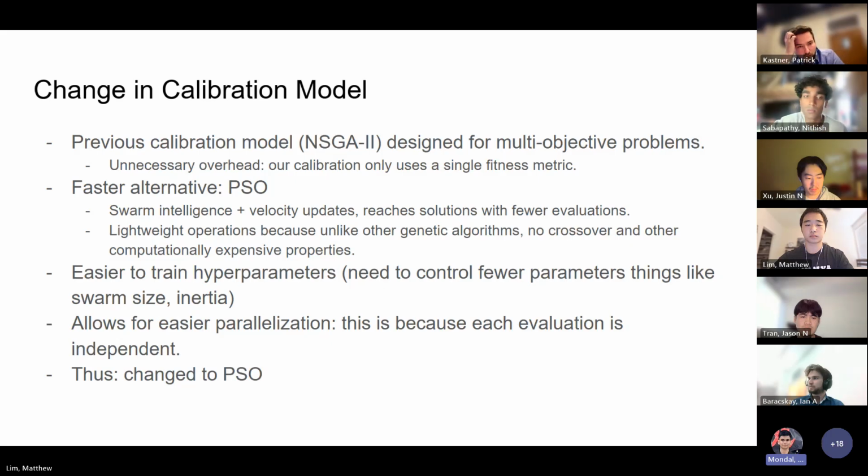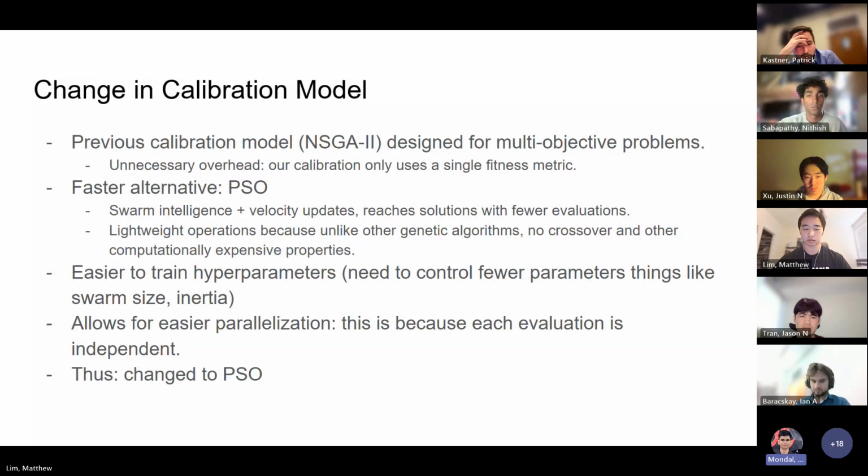And essentially, this is a method that uses swarm intelligence and velocity updates. So essentially, you have candidate solutions, and you go towards candidate solutions that produce better outputs. Because of that, it has more lightweight operations, because unlike other genetic algorithms for calibration, there's no crossover or computationally expensive properties. And because of that, it's easier to train hyperparameters because you're controlling fewer things. It also allows for easier parallelization, because each evaluation is independent.